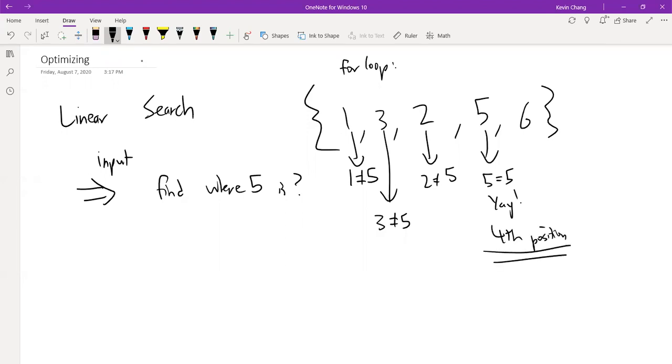This is an example of using a for loop where we iterate through a set of elements to find where a certain element is, for example, 5. And so this is linear search. As we mentioned before, in the worst case scenario this takes the same number of steps as the number of elements we have. So the time complexity is O of n, given an n-element set.